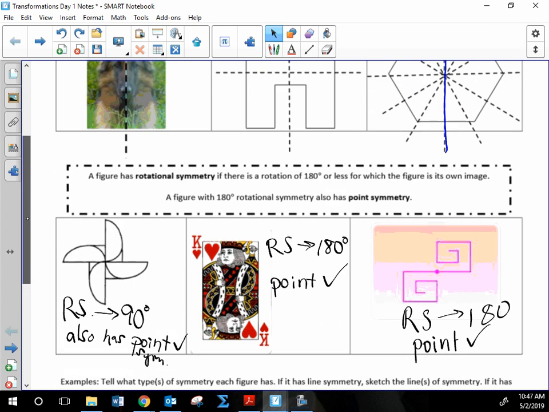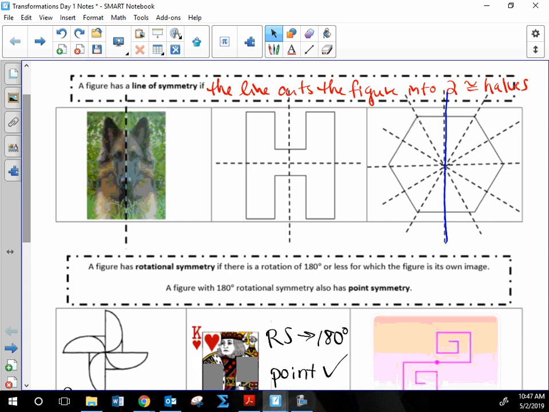Okay. Let's take a look back at our German Shepherd. Does he have rotational symmetry? No. Does my H have rotational symmetry? Yes. How much? 180, which means it does have point.